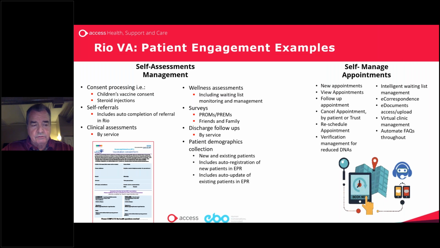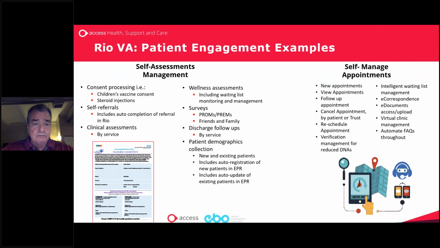We do clinical assessments. I think John mentioned we have even very complex clinical assessment forms. We have one user with 140 questions that we parcel out in parts, and we're able to spoon feed that to the patient and not overwhelm them with a 3 or 4 page form, but get them in sections and have that information fed up, consolidated and fed back into the Rio platform itself all the way through. We can send out wellness assessments to people who are on the waiting list to gauge their capability and see if they need to be prioritized back into service itself. And do things like PROMs and PREMs and friends and family assessments, discharge follow-ups, et cetera, all the way through.